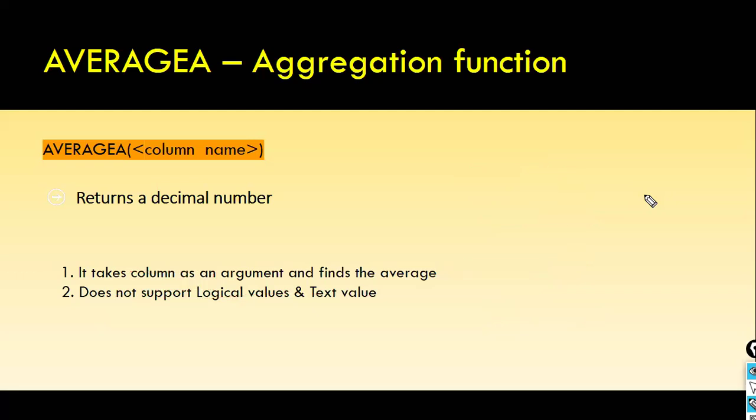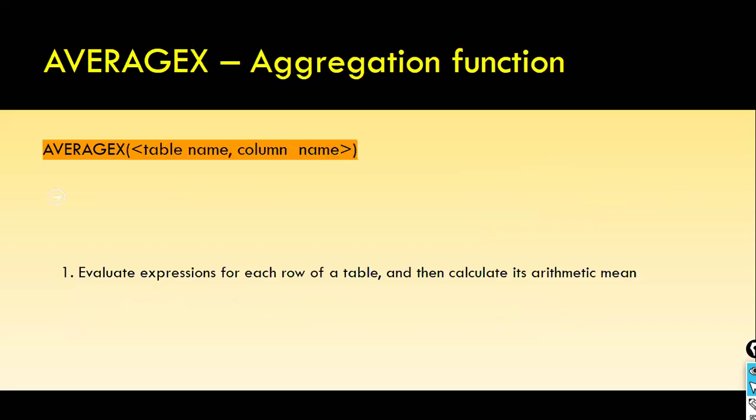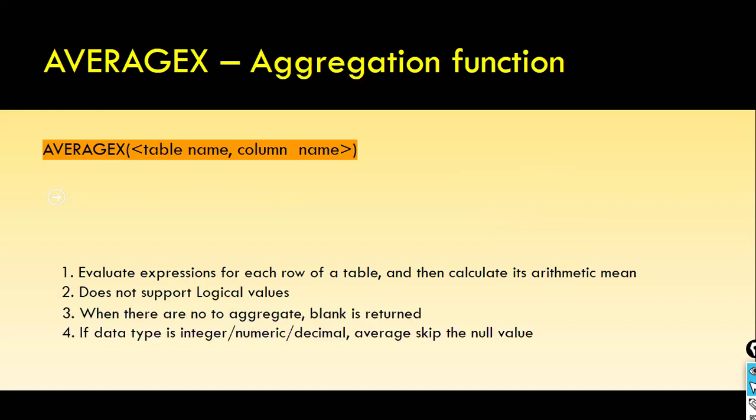And the next one is, let's call it the average x iterative function. Since it ends with x, it is an iterative function and performs row by row operation. The first argument is supposed to be a table name. Second one is your column name. It can be a column name or it can be an expression. It evaluates the expression for each row of a table and then calculates the arithmetic mean. It does not support logical values.